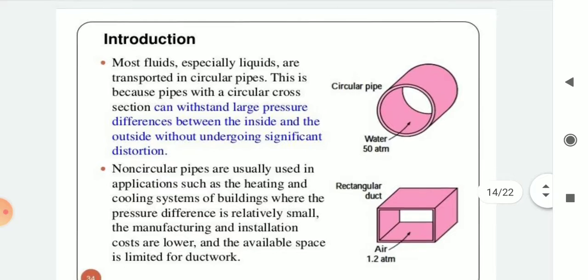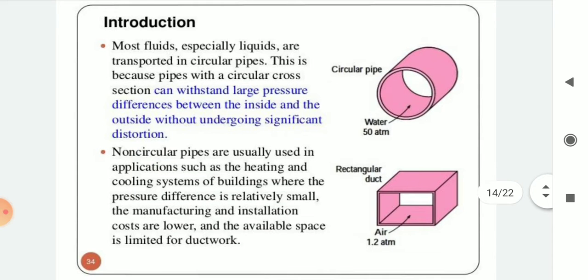Then, most fluids, especially liquids, are transported in circular pipes. This is because pipes with a circular cross section can withstand large pressure differences between the inside and the outside without undergoing significant distortion. Okay, you can see the images: circular pipe, water 58 atm, and rectangular duct, air 1.2 atm.